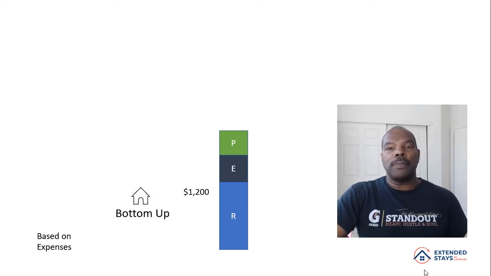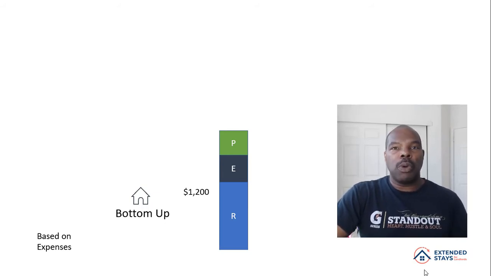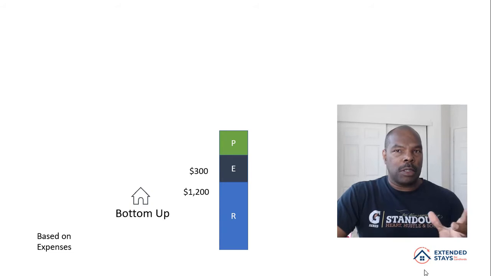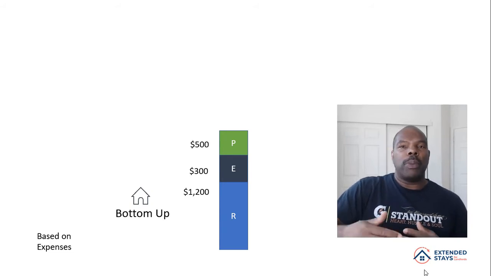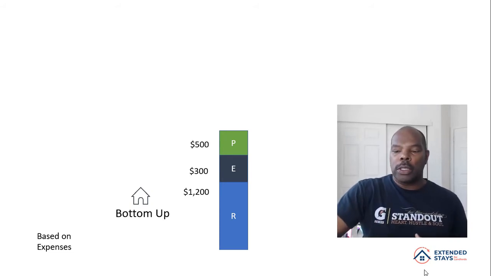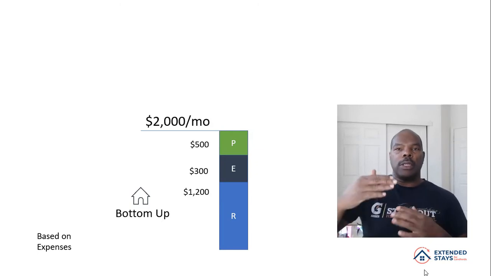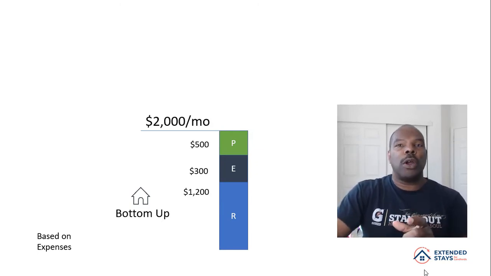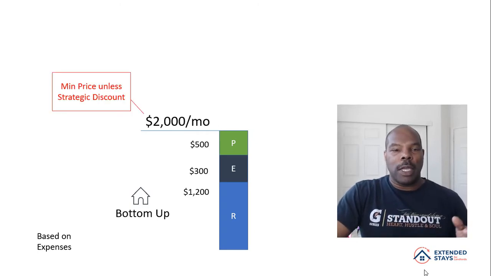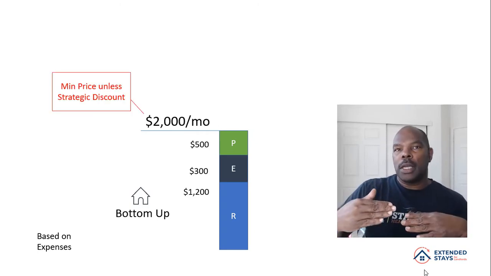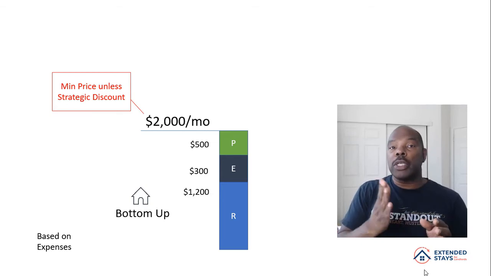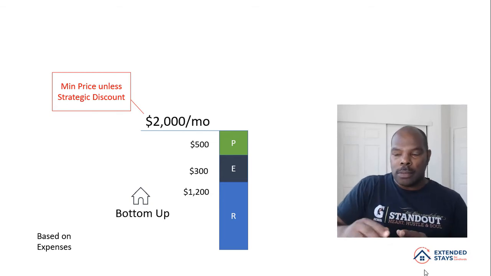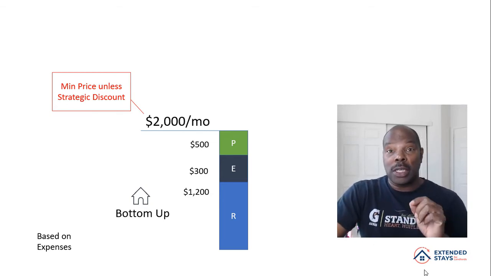So in our example, we're going to let the rent be $1,200 a month and the expenses $300 a month, and then we're going to build in a minimum profit margin of $500. So that's going to give you a stack of $2,000 a month that you have to charge to be successful. That's your minimum price unless you choose to do a strategic discount. And I can talk to you more about the strategic discounts later.